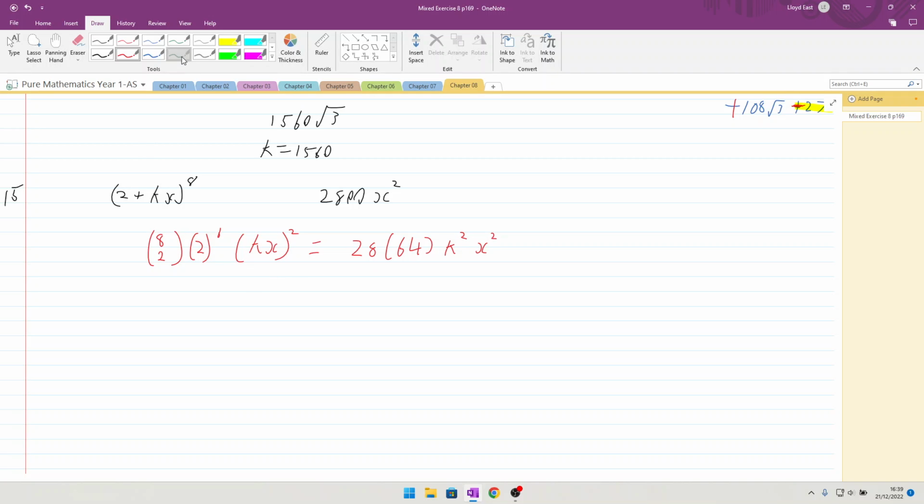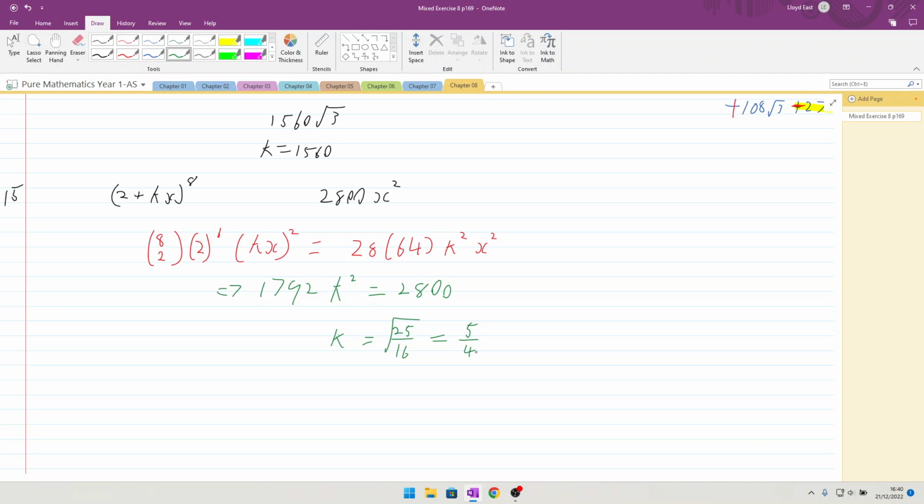So that means 28 times 64 is 1792. k squared equals 2800. Okay, cancelling off the x squareds. Okay, so k squared is equal to 2800 divided by 1792, 25 over 16, square root of, which is equal to 5 over 4. Very nice.